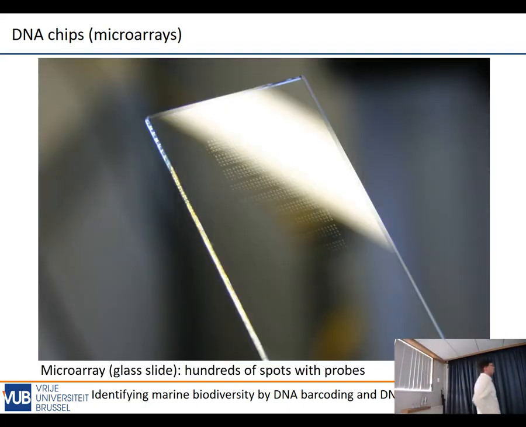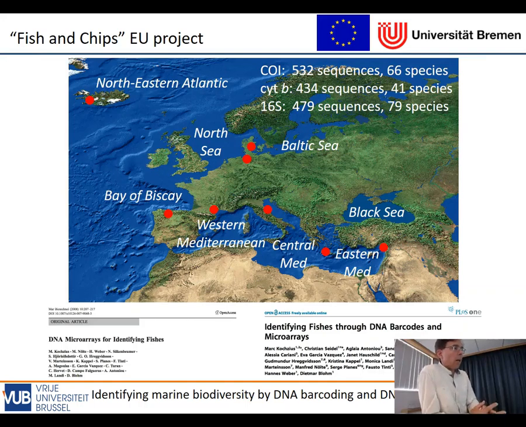That's how a low-density microarray looks. This is just a glass slide used for microscopy, and these are tiny little spots, which are the spots with the probes, which can be species-specific. Practically, you could put hundreds, or on high-density microarrays, thousands or millions of spots on this microarray, and each spot can contain different probes for different species.